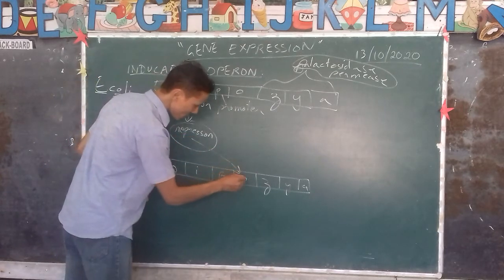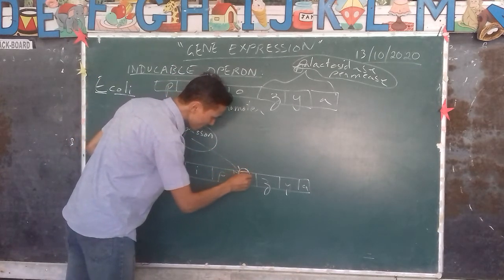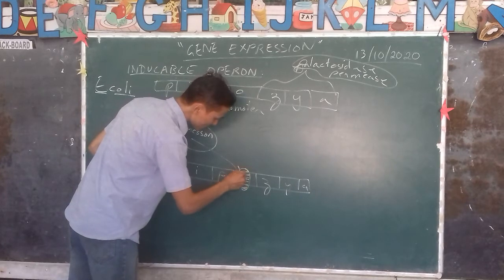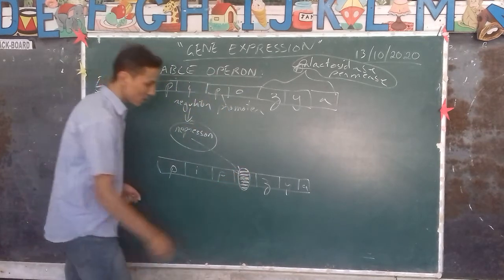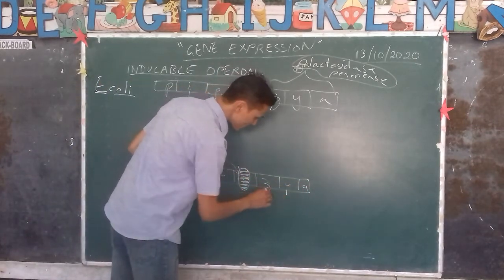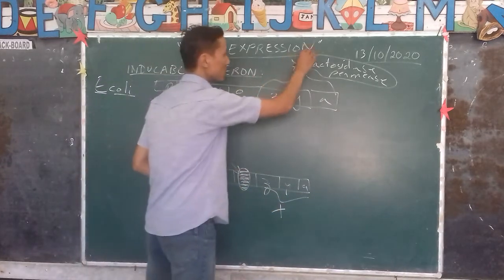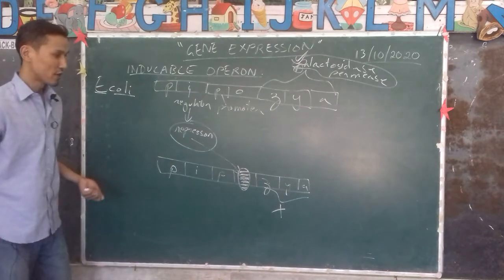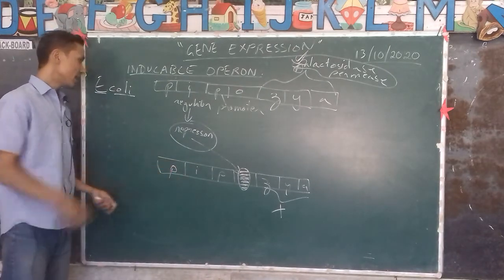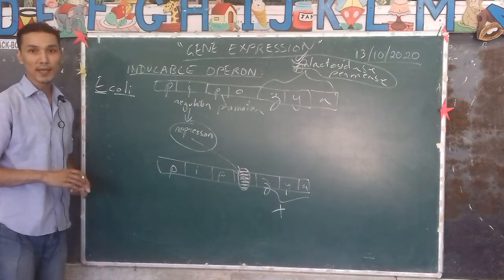binds to the operator. As a result, your ZYA genes are not producing this particular enzyme. So that means the bacterium E. coli is not able to digest galactose.